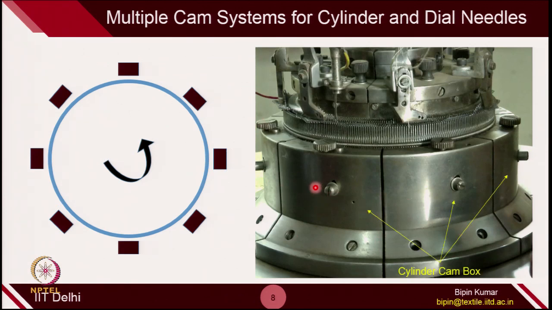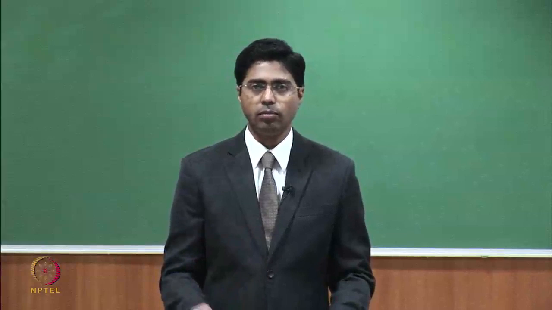So, here you can see these are the cylinder cams, these are the box. When you open it, you will easily see the track. So, the moment the cylinder is rotating, it will first interact with this cam. The moment it finishes doing knitting, it will automatically be interacting with the next cam and then next cam and so on. In this way multiple number of loops are created on a single rotation.